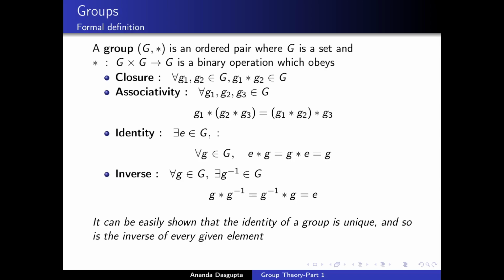Now it can be easily shown, these are results which you are going to prove in assignments, that the identity of the group is unique. So it's not just that there exists an identity, there exists a unique identity. But that's a result which I don't have to specify as part of the defining properties because it follows as a simple corollary from the defining properties. Similarly, the inverse of a given element is unique. A given element will not have two inverses. Again, a result which is very trivial to prove from the defining properties.